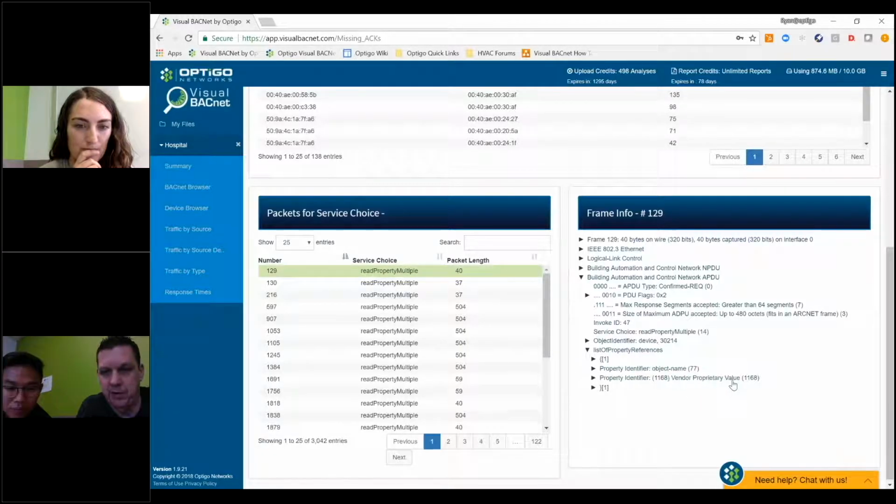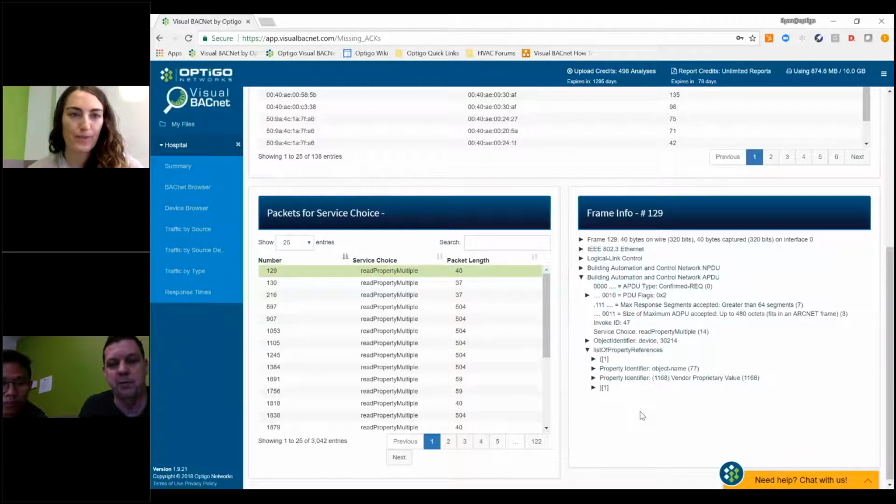It's asking for the vendor proprietary value, and it doesn't give it, or asking for the name. We see this a lot in analytic services or even third-party gateways: they automatically ask for the information, but the device you're asking it from doesn't support the property. So it doesn't engage, or it trips the flag. There's an awful lot of this happening in the network. Should be easy to fix. You can just specify that that doesn't exist and stop asking for it.